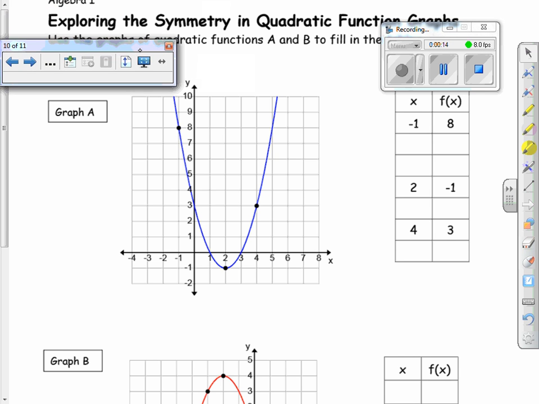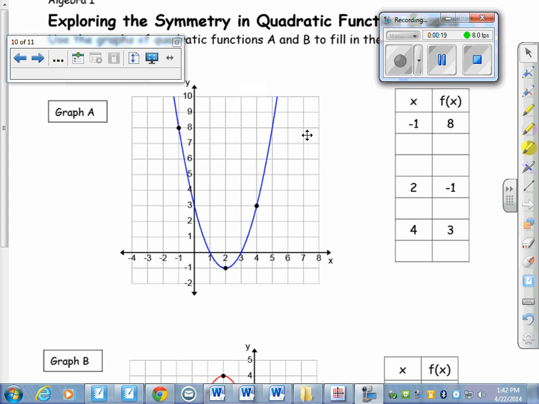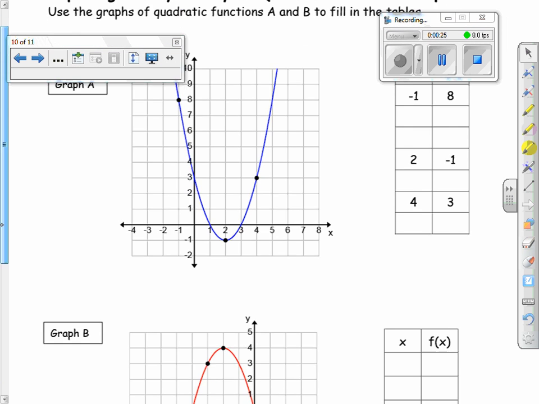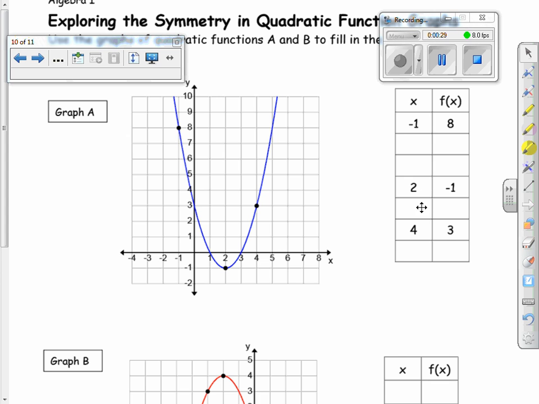In today's episode, we are looking at the back pages of the Gale's Garden activity, which is called Exploring the Symmetry in Quadratic Function Graphs. So I just want to take you through a couple of the steps that you're going to want to do on this assignment tonight. The first page has two parabolas that have been graphed for you and asks you to complete a function table for them.